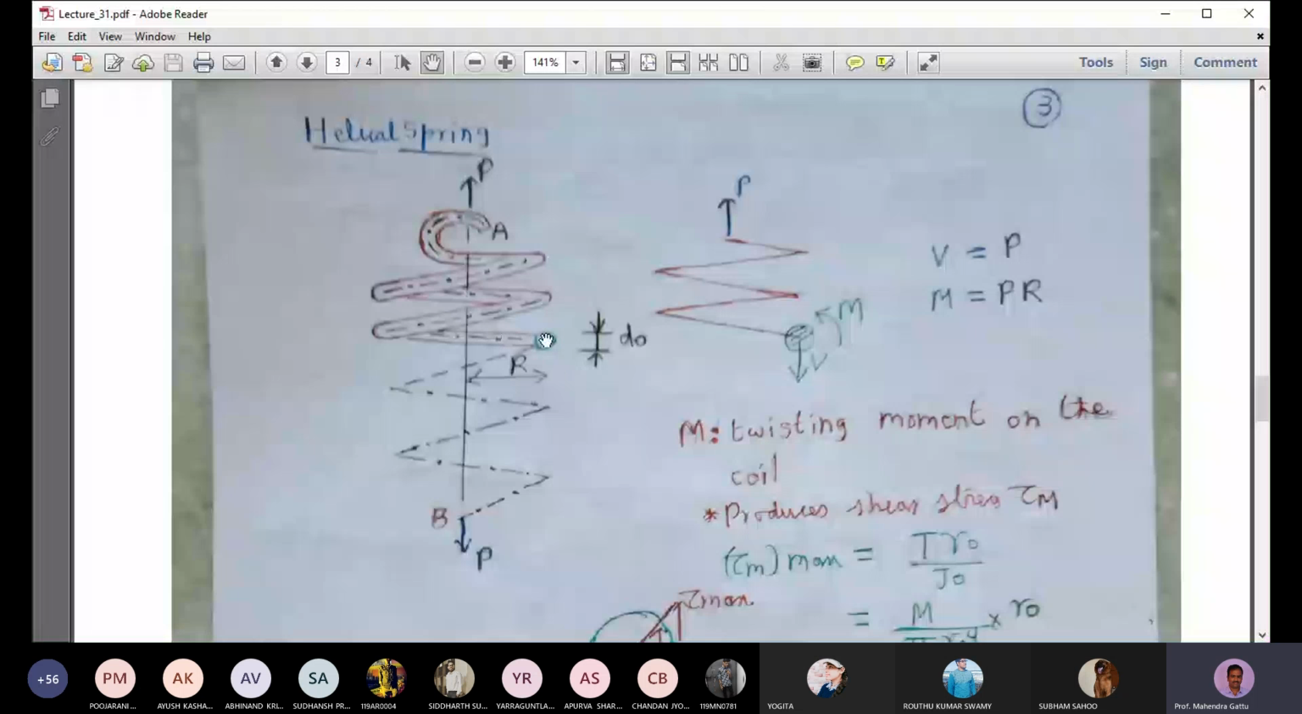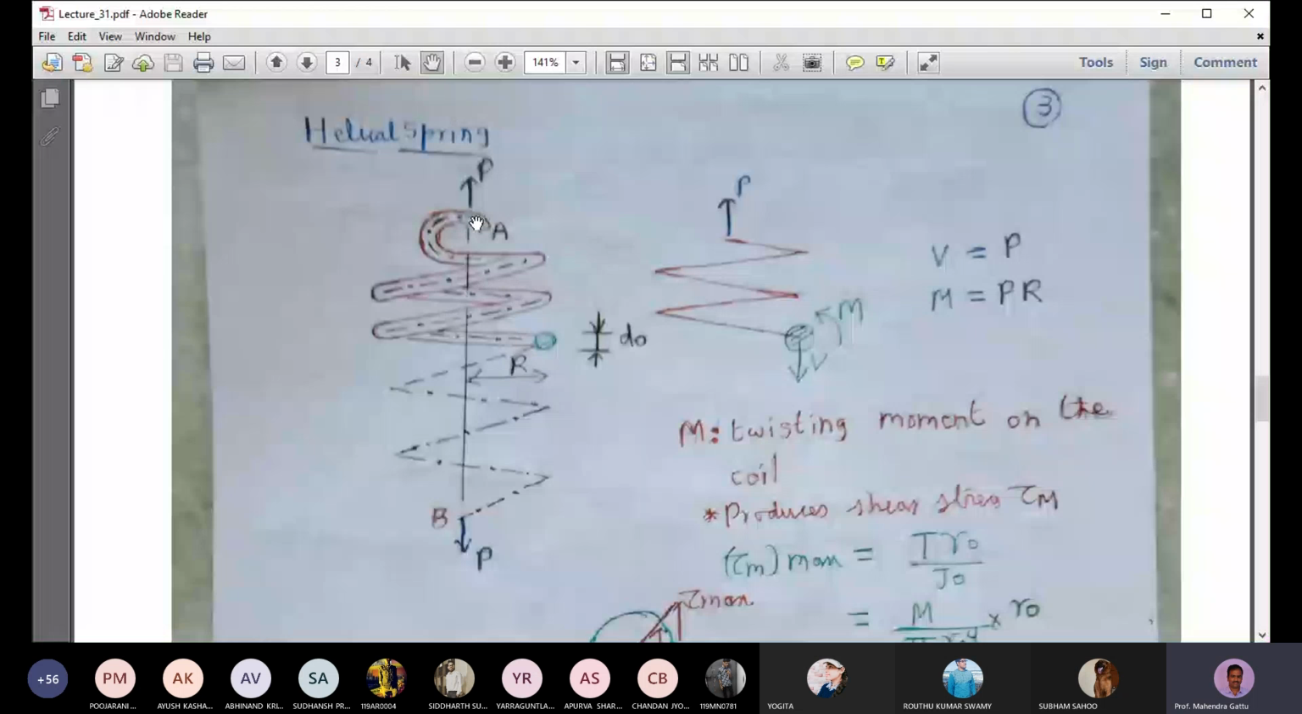So we want to find what is the stress coming on this circular cross section of the coil. One thing we'll assume is that this line is making a very small angle with the horizontal, and we treat this line as almost parallel to the horizontal. We can cut a cross section and analyze the top part of the cross section of the spring.